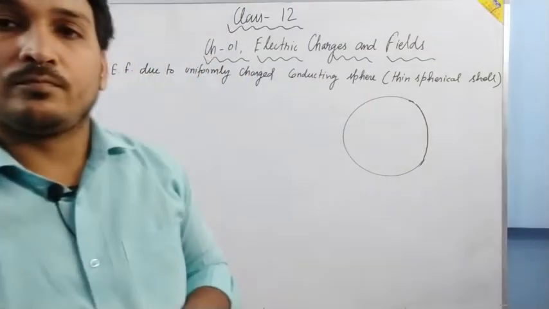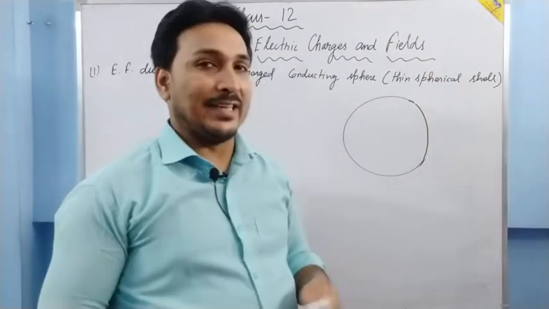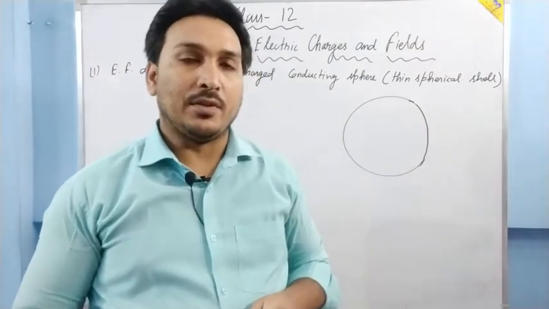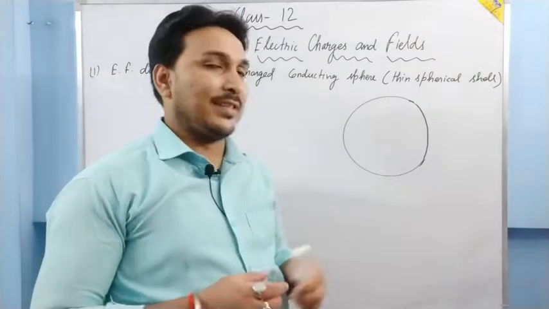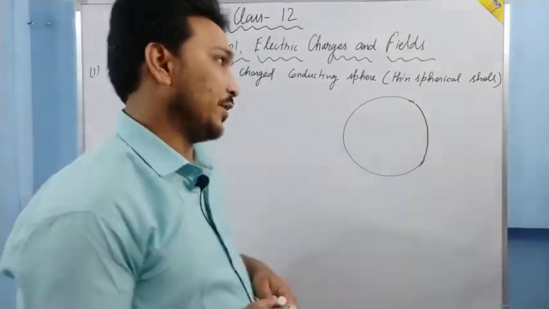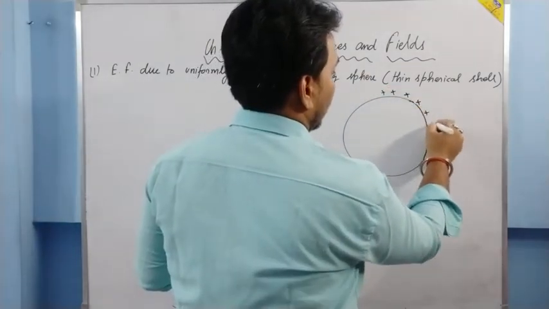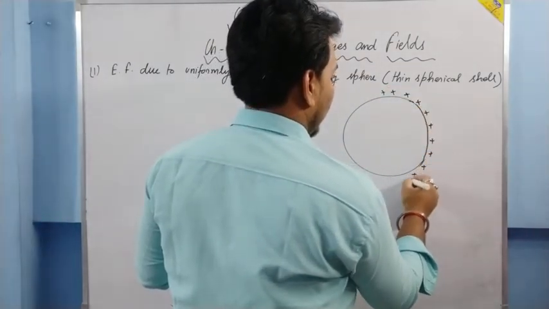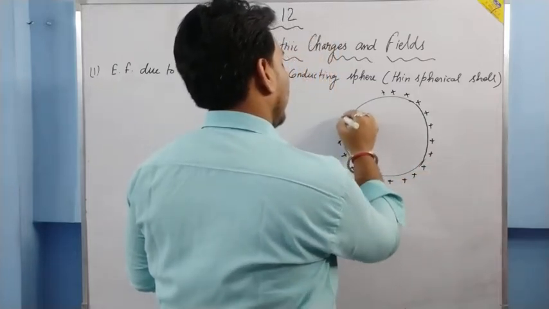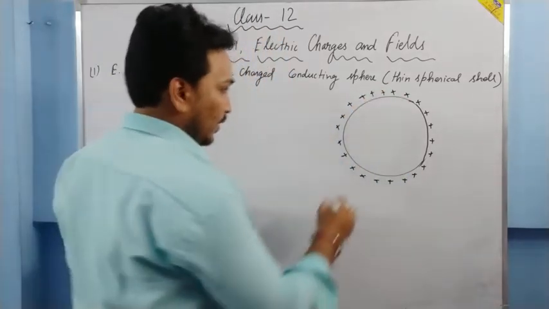So all the charges of a conductor reside on its surface, and if it is a thin spherical shell, the same happens with this also. When we give the charge, it resides on the surface only. Suppose we have given a charge small q to this, and all the charge is there on the surface like this. The radius of this sphere is capital R.